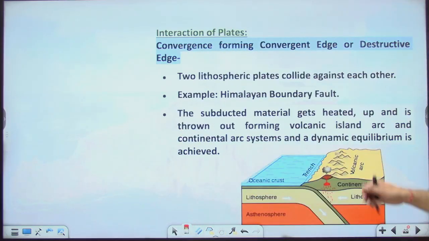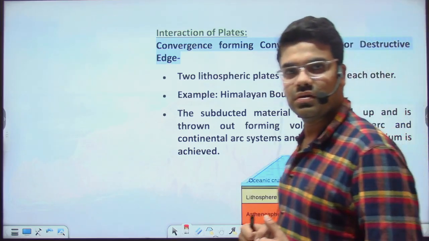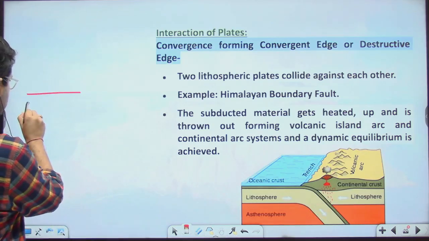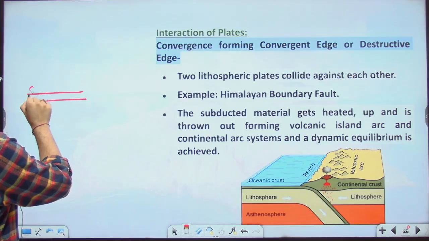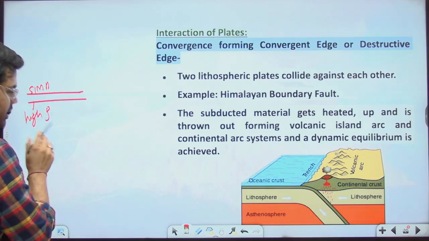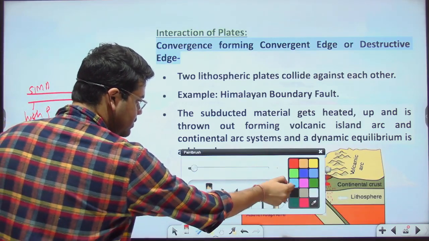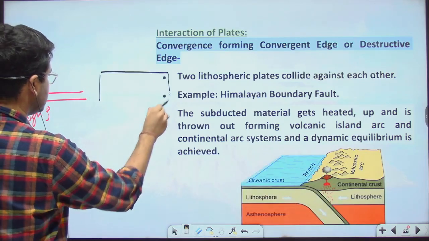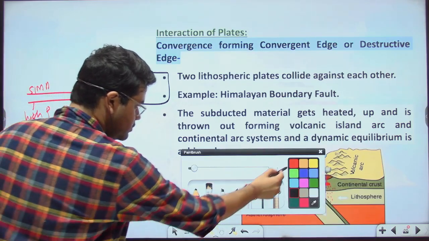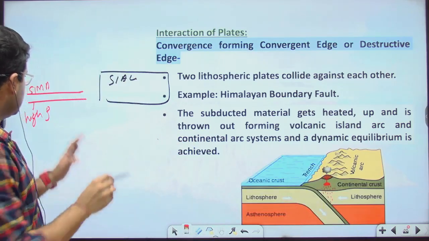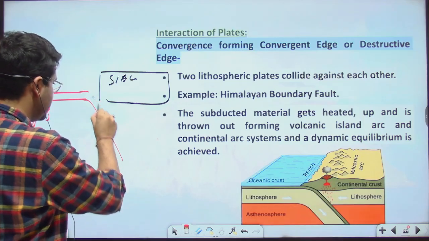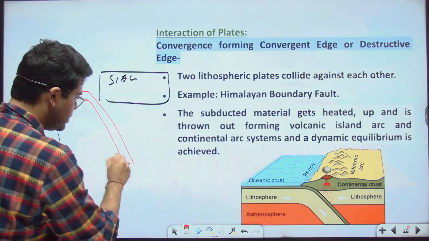The next is convergence of the plates. Okay, what's happening here? Let's say this is an oceanic plate. High density, what we saw about Sima, it is high density, okay, and thin plate. And this plate is the Sial plate, the continental plate. What would happen? The Sima, being the heavier one, when it collides, it will subside down. Subside to where? In the mantle region.